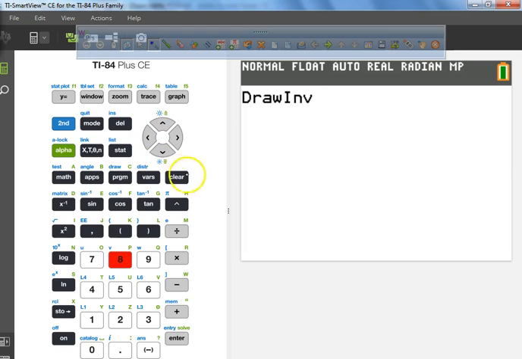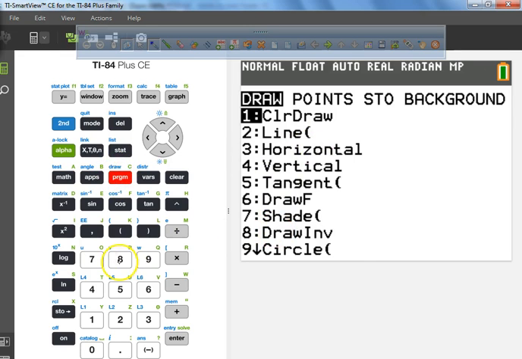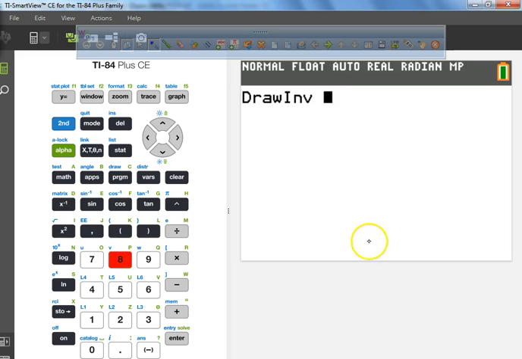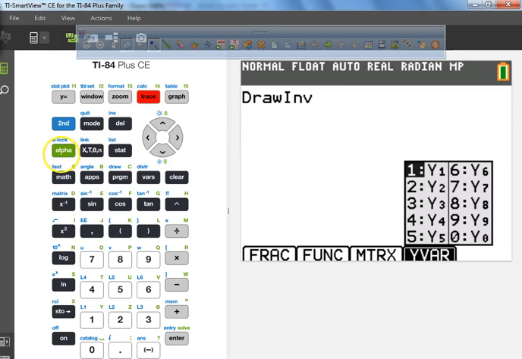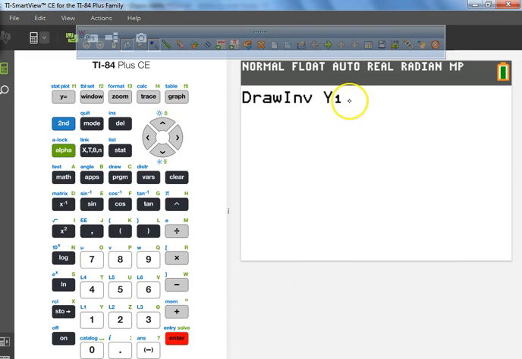So if you're wondering how I got that again, I'll do it one more time. You hit the second button, you go to where it says program, which has the word draw in blue, and you go to number 8. Now, I want to draw the inverse of my y1, the function that's in y1. So to get to that, you have to hit alpha and then the trace button. If you hit alpha trace, those two keystrokes, that will take you to the screen. So I'm going to find the inverse of y1, and then I'm going to press enter.